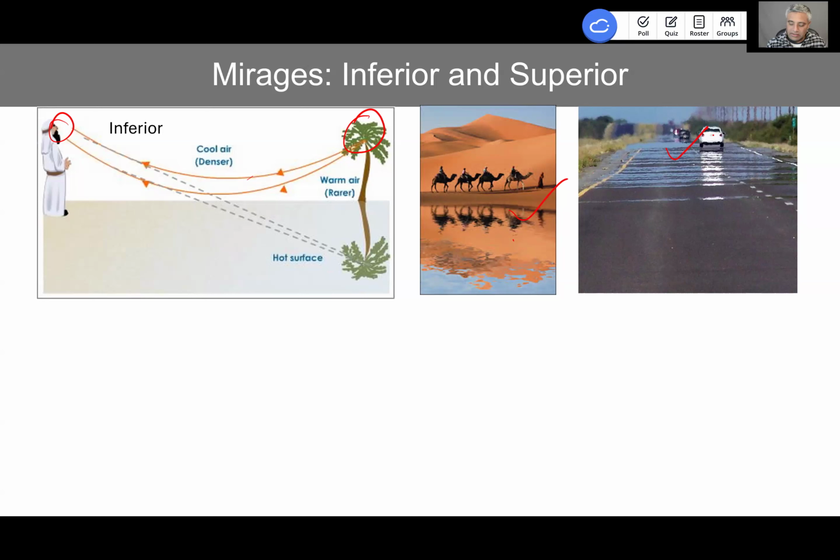You may have noticed it looks like the road is wet while driving on a hot summer day, but once you are there, it is not there. Have you ever noticed something like this? If you have, type yes in the chat. Let's see how many of you have paid attention during summer.